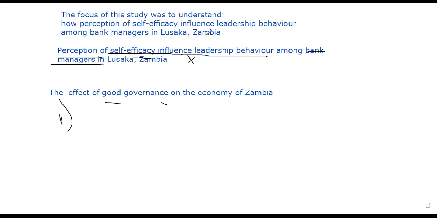You just focus on the X variables because this is where the objectives come from. Okay, away from that, let's get back to our simple hypothetical research question, which is the research paper focusing on good governance on the economy of Zambia. So let's say democracy, really hypothetical. Let's say democratic governance is part of this.